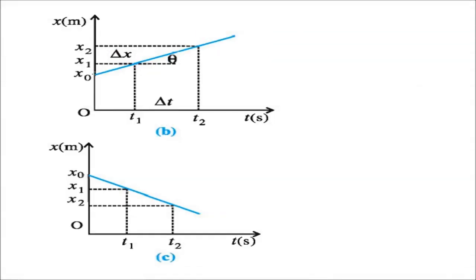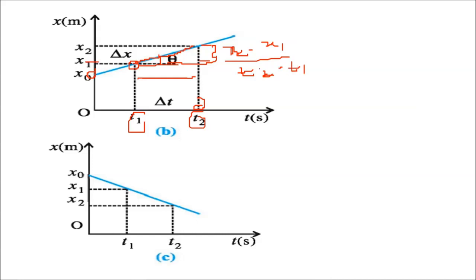In this case, say it started from x0, it reached x1 at time t1, and then x2 at time t2. So if we take these 2 points, then this is the theta we are talking about. What will be the value? This is x2, this is x1, so x2 minus x1 is this one. And this is t2 and this is t1, so t2 minus t1 is this distance. So x2 minus x1 by t2 minus t1. This is the theta, or you can say tan theta.